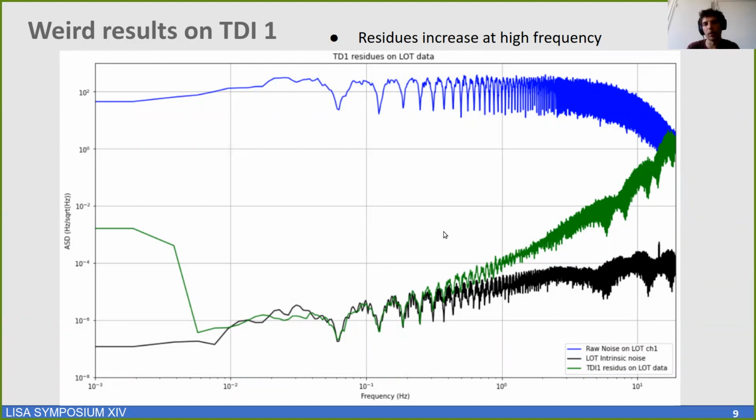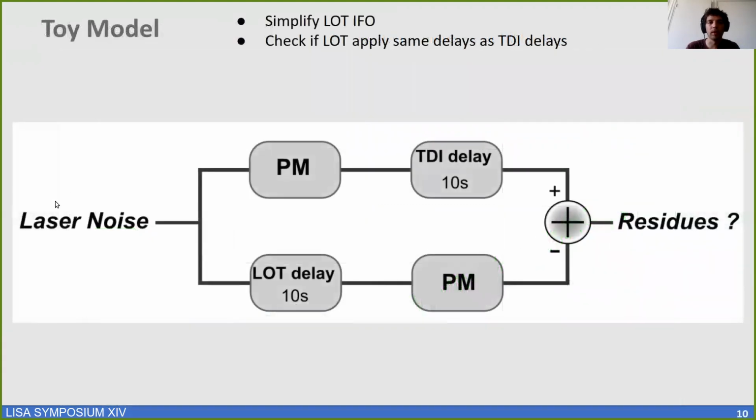So we wanted to test whether, when I apply a delay with TDI in Python or with LISA on table, we apply the same delay. To do so, we made up this little toy model. We have a laser noise, which is just a white noise computed with LISA on table. On one branch, I delay this laser noise with LISA on table and then measure it with the phase meter. On the other branch, we directly measure the laser noise without LISA on table delays, and then I apply a delay with Python, like a TDI delay. Do we have a residue at the end?